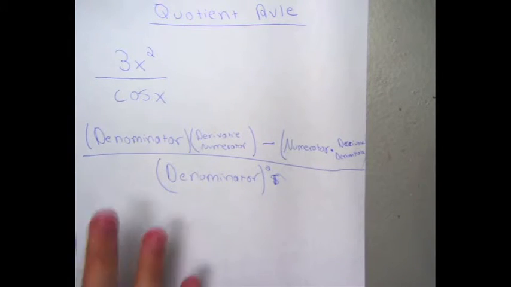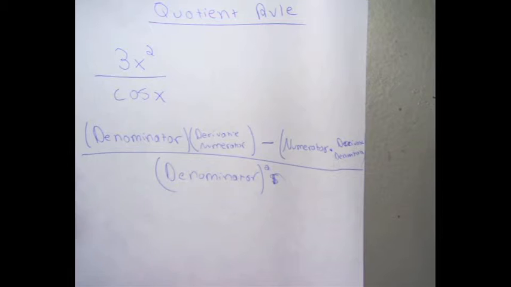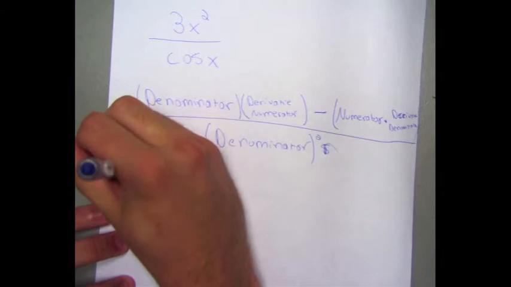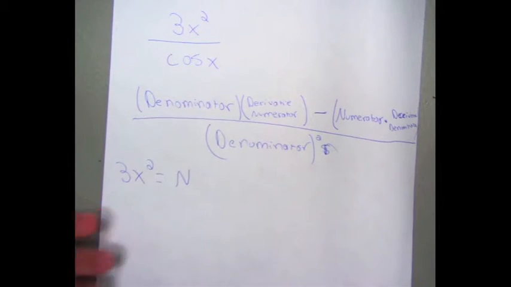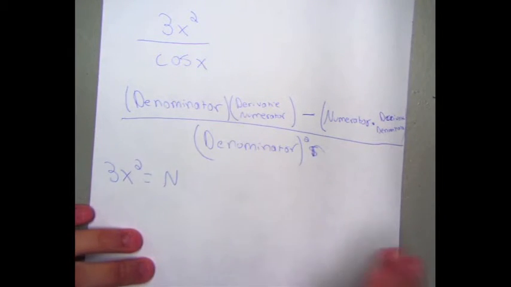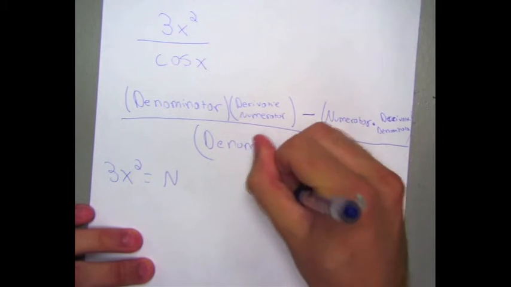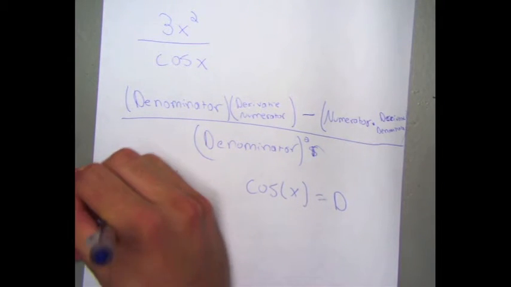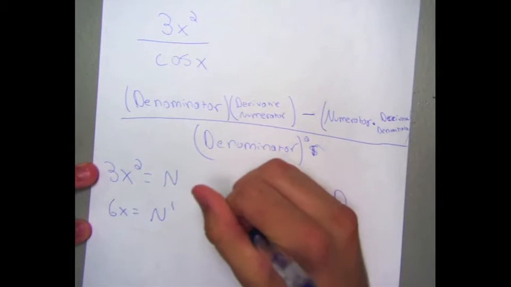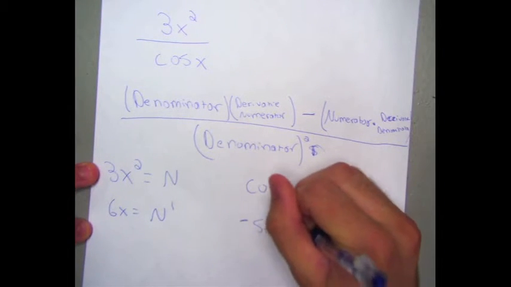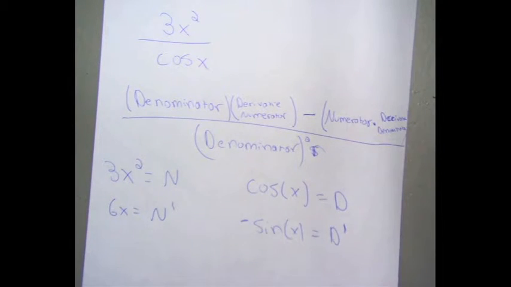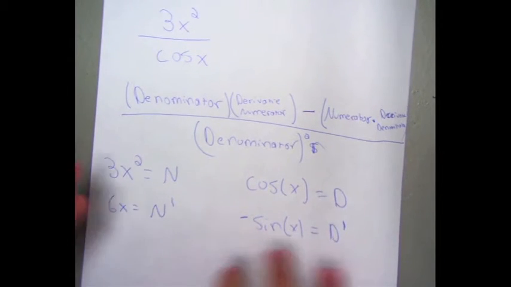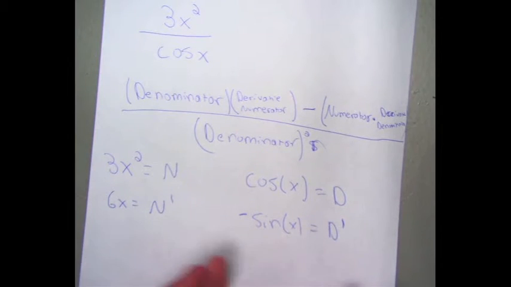So, just like when doing the product rule, we gave each of these almost separate functions. We're going to do the same thing here. So we're going to call 3x squared n, or the numerator, and we're going to call cosine of x d, or the denominator. So what I like to do first is to differentiate both these functions. So we're going to call n prime 6x, and we're going to call negative sine of x d prime. So now I'm going to put all these in terms of n and d, as I just put the function in terms of n and d.